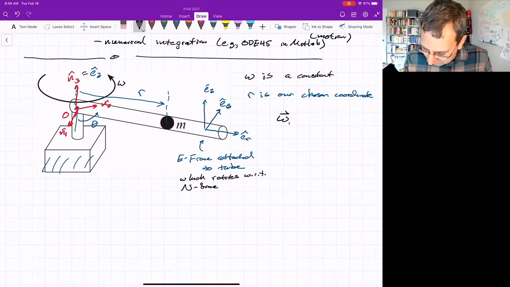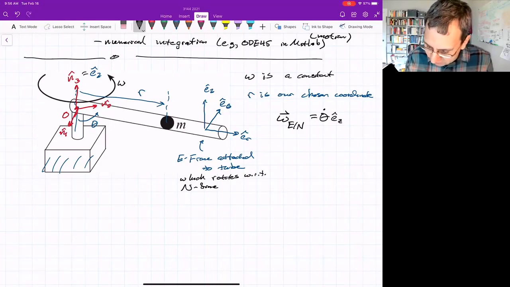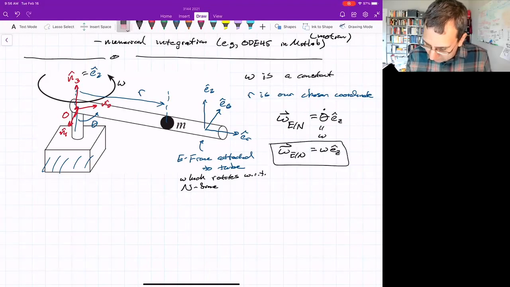So this is omega of the E frame with respect to the N frame. I'll call that theta dot, and I could say N3 or EZ. It doesn't matter. They're the same thing. But hold on. The angular rate here is omega. This is scalar omega. So omega EZ. Nice. And that's constant by assumption, and we put up here omega dot equals 0.